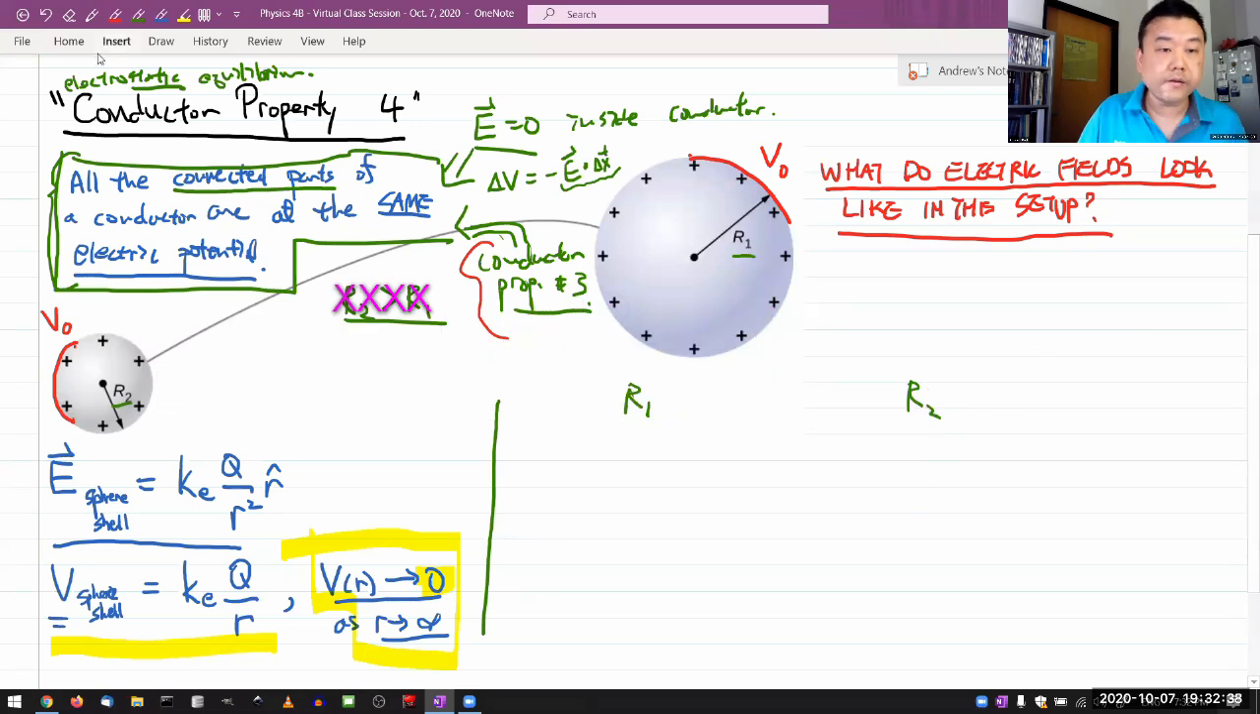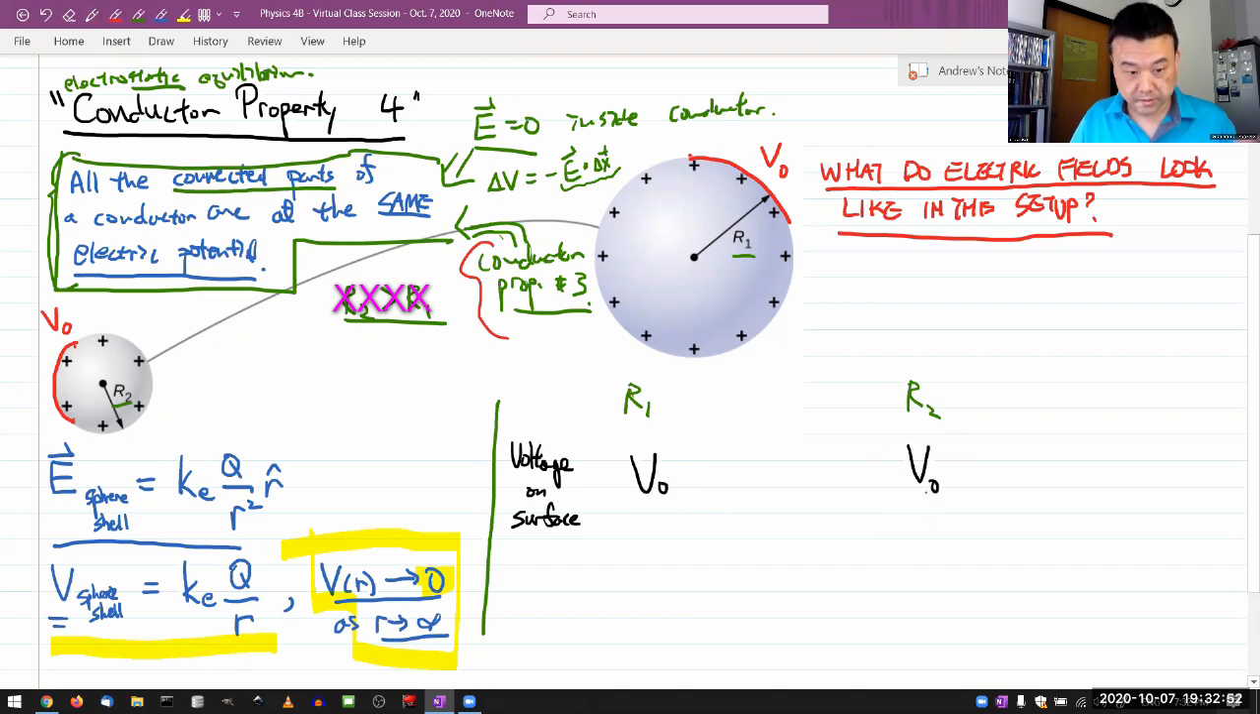So I can talk about the voltage on the sphere, voltage on surface. Both have a voltage of V0, that is what we are keeping constant. And I can rewrite each of these expressions using this formula here. So I don't actually know how much charge is on each of those spheres. So I'll leave that as a variable and write this down.